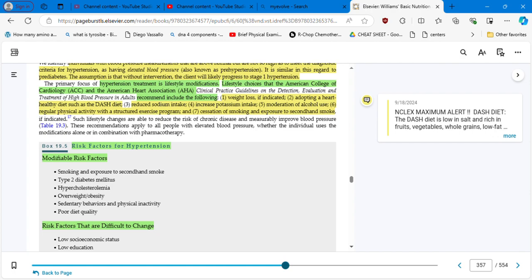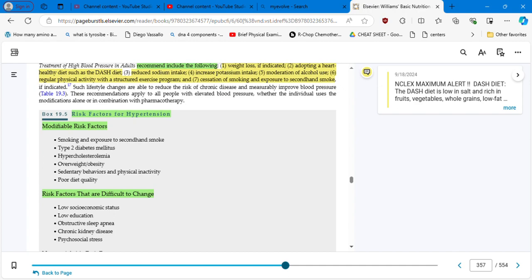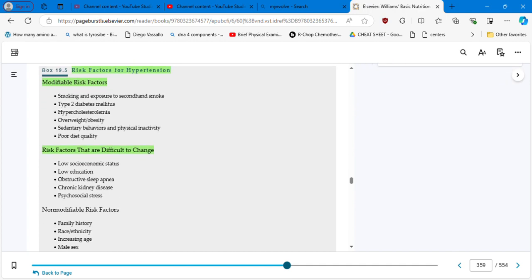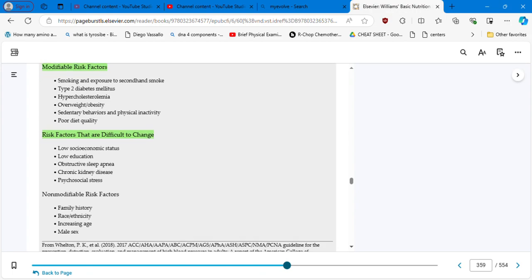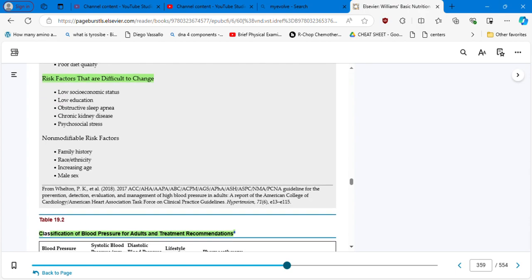So this is NCLEX Maximum Alert, the DASH diet. It's low in salt and rich in fruits, vegetables, whole grains, and so on. Risk factors for hypertension. Here is a very nice table, the modifiable risk factors. You see, diabetes is modifiable because if the patient loses weight and controls the sugar, they can control diabetes. Hypercholesterolemia, obesity, sedentary behaviors. Now, risk factors that are difficult to change. This is important. Socioeconomic status, low education, obstructive sleep apnea. So here we are at an advantage, right? Low education, we are nurses. So we have all this material to put into practice, okay? Now, with the help of the nutritionist, we can create a good dietary plan for those people in low socioeconomic status. Okay.